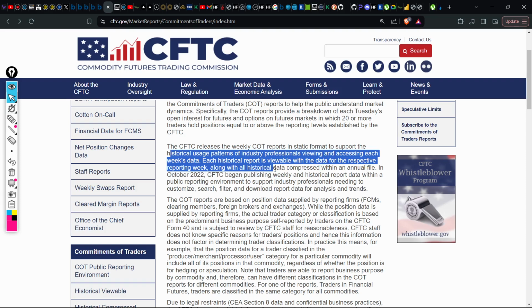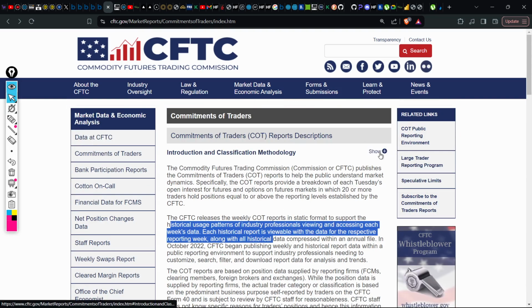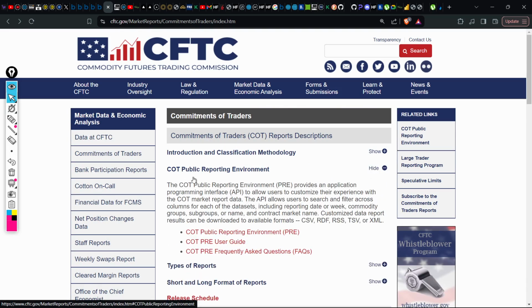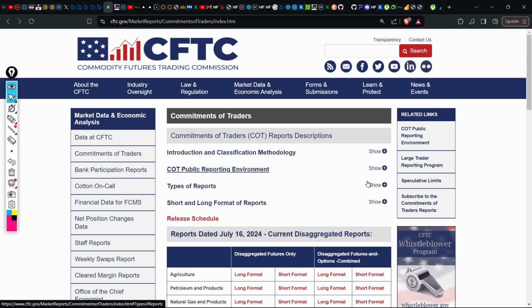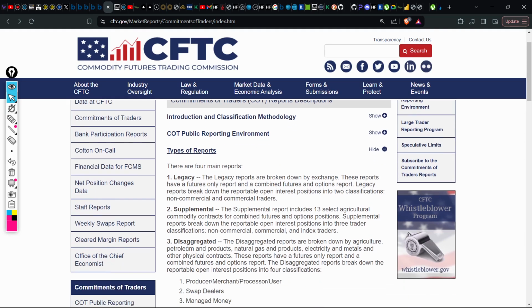All right. So with that, now the definition is mostly out of the way. The rest of this you can read for yourself if you are that interested. So you can go to the public reporting environment. Not this one, not this one, it's not so useful. So there are types of reports, all right? There are 4 main reports. Legacy, supplemental, disaggregated. The legacy reports are broken down by exchange, all right? Legacy are broken down by exchange. These reports have futures only reports and combined futures and options reports.